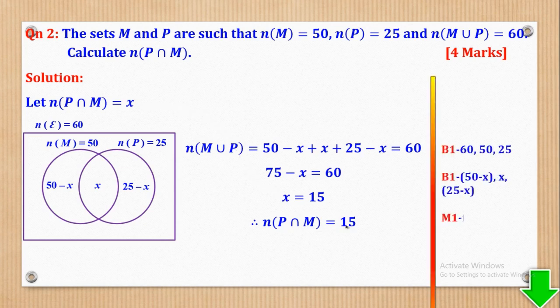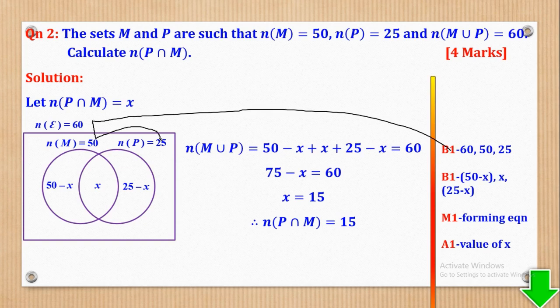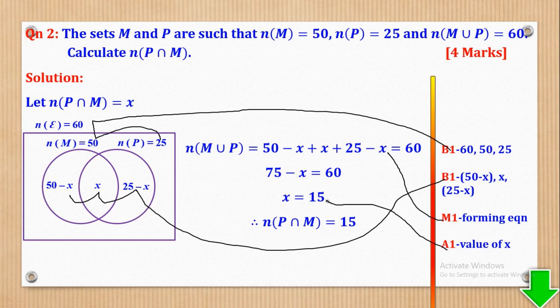Now let's see how marks can be awarded. B1 for feeding in this, this, and this. Then another B1 for feeding in this, this, and this. Then M1 for forming the equation, A1 for the value of x.